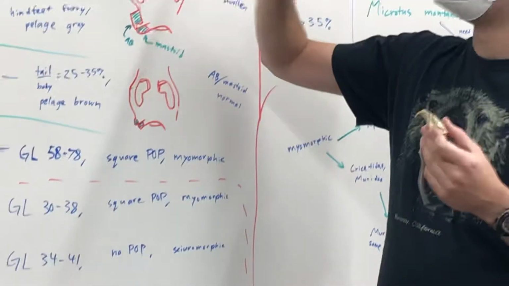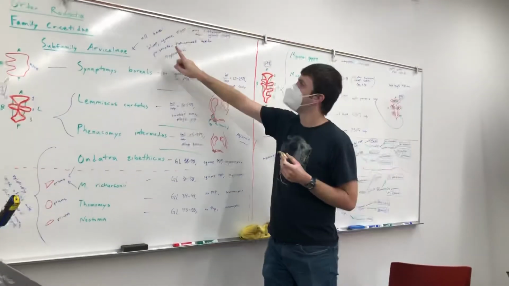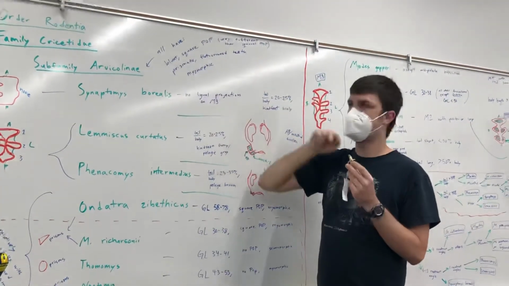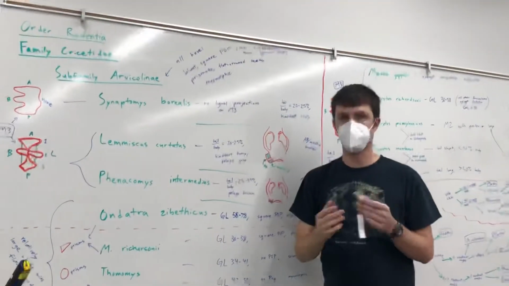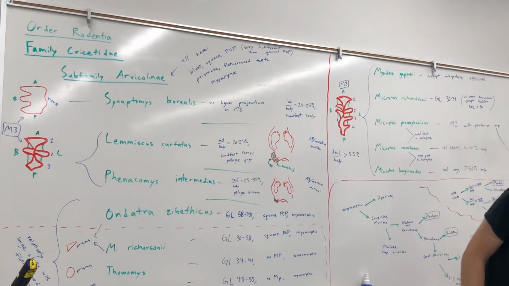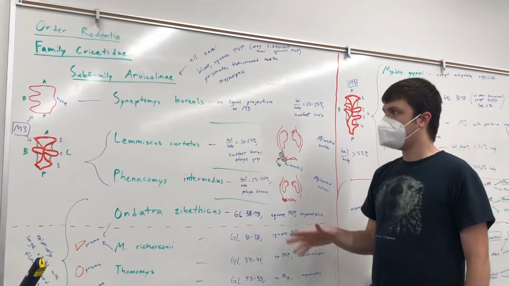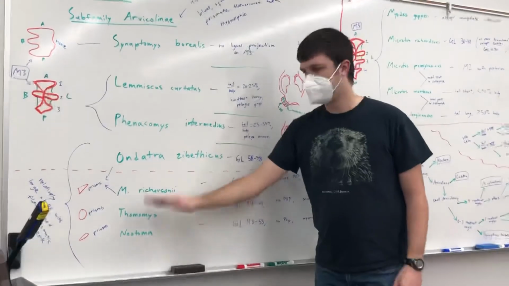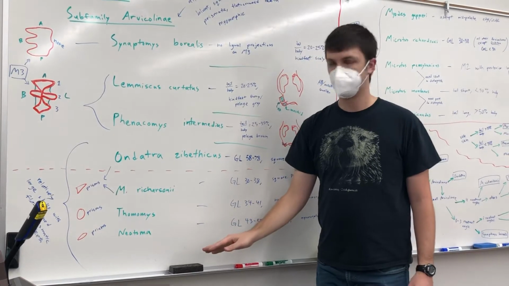So to reiterate: square postorbital process, prismatic flat-crown teeth, and myomorphic, this is subfamily Arvicolinae. Now, I'm going to go over a bit of the differences between the other flat-crown prismatic teeth.